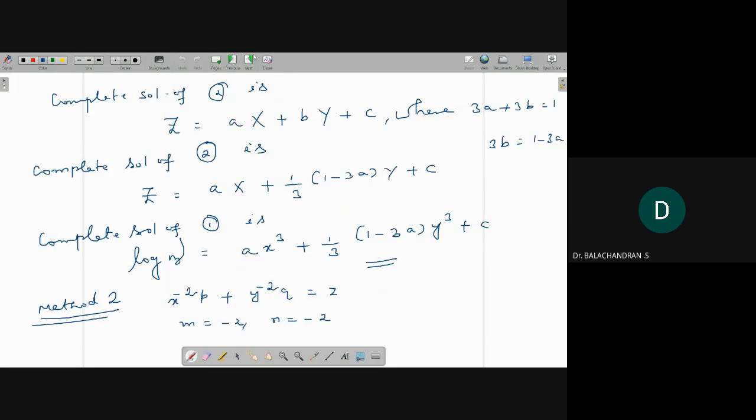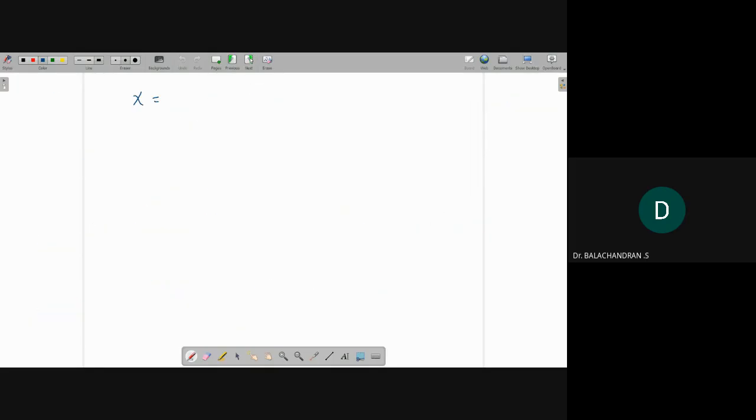So m equal to minus 2, n equal to minus 2. Next, what is capital X? Capital X is x cube, and capital Y is y cube.